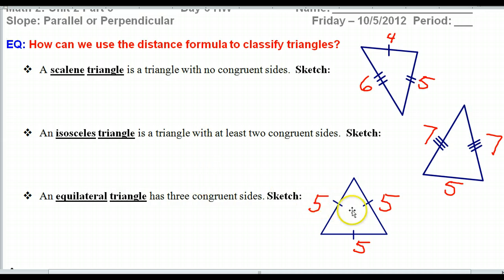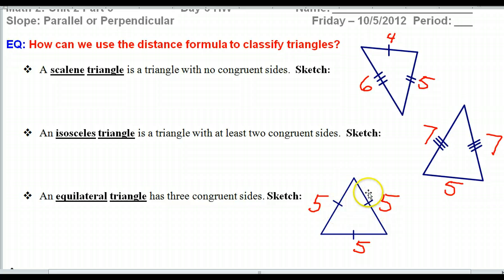Now, the question is, would this equilateral triangle also be isosceles? Is that one of those types of situations? Can it be both? And the answer is yes, because of the way it's defined. An isosceles triangle is a triangle with at least 2 congruent sides. That means if it has 3 congruent sides, it's still isosceles because it still has the 2.